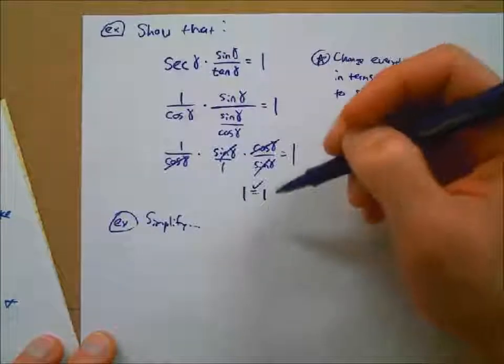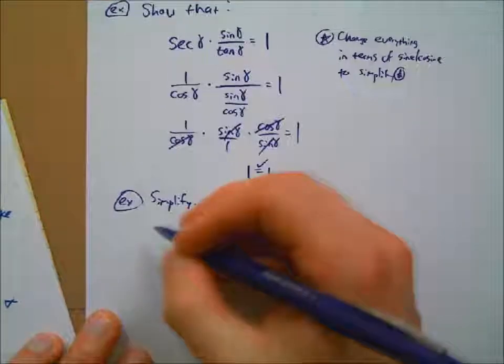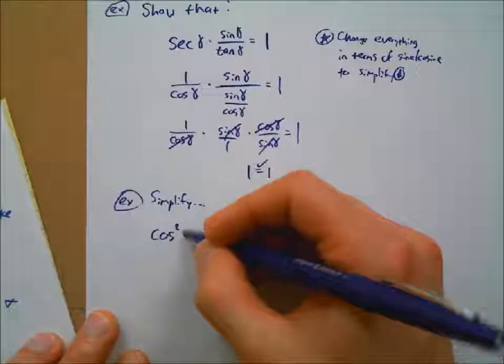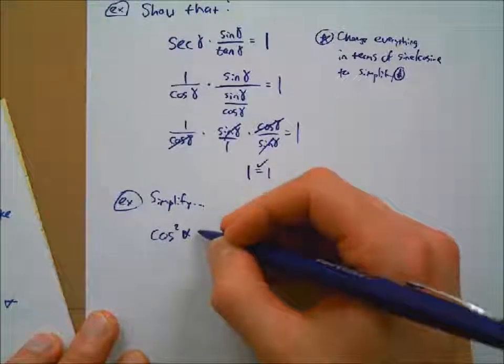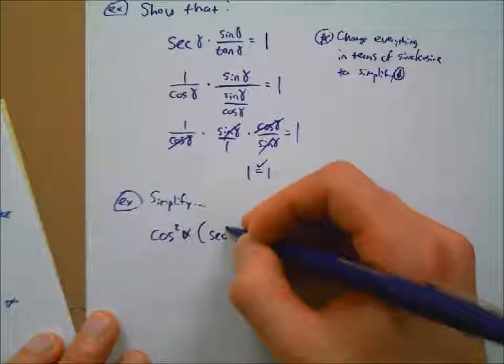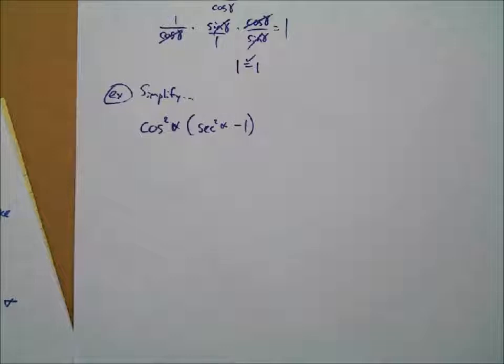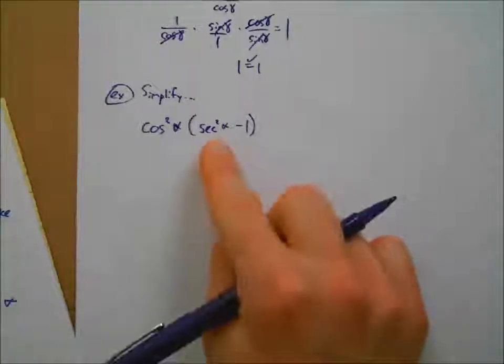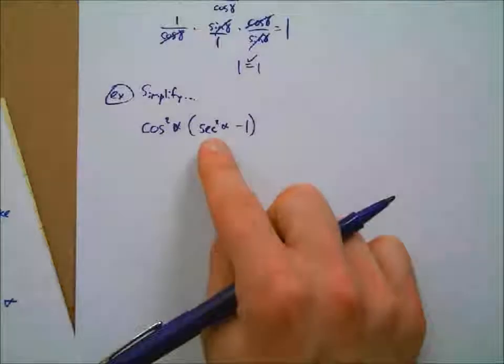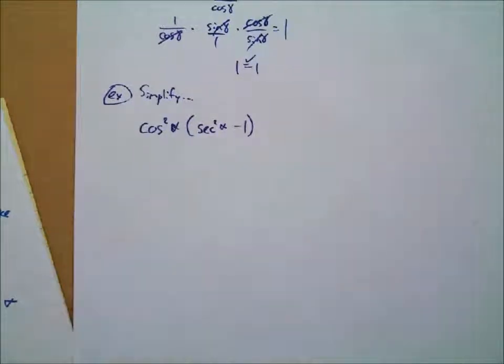Here, for this case, you might just be asked to simplify, and now I'll use the fish. Cosine squared alpha times secant squared alpha minus 1. So in this case, we don't have a goal that we're shooting for. We just want to simplify this. Now, we could rewrite secant squared as 1 over cosine squared if we wanted to, and then work from there. So that's one option.